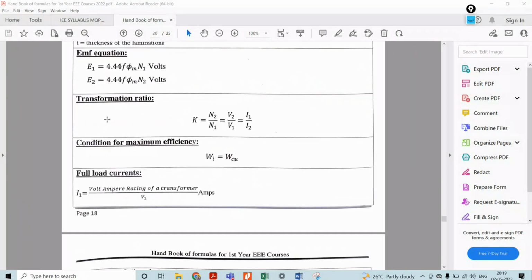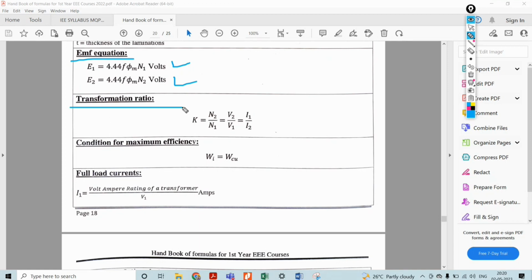Then what is the EMF equation? Kindly practice the derivation of the EMF equation of the transformer. E1 is equal to 4.44 F phi m N1, that is for the primary. For the secondary, E2 is equal to 4.44 F phi m N2. This you have to remember.